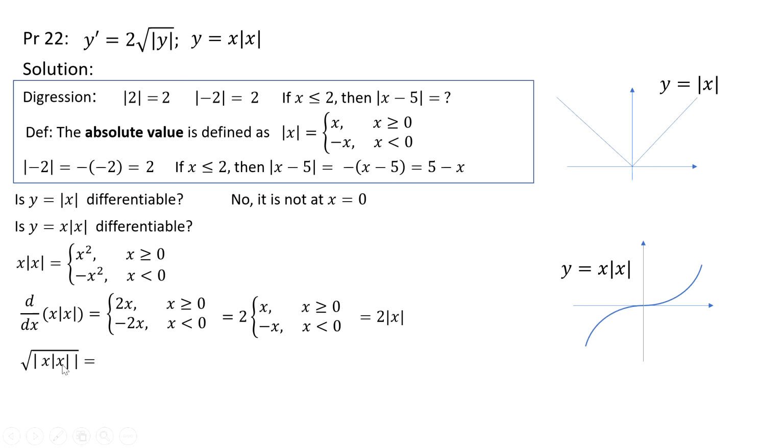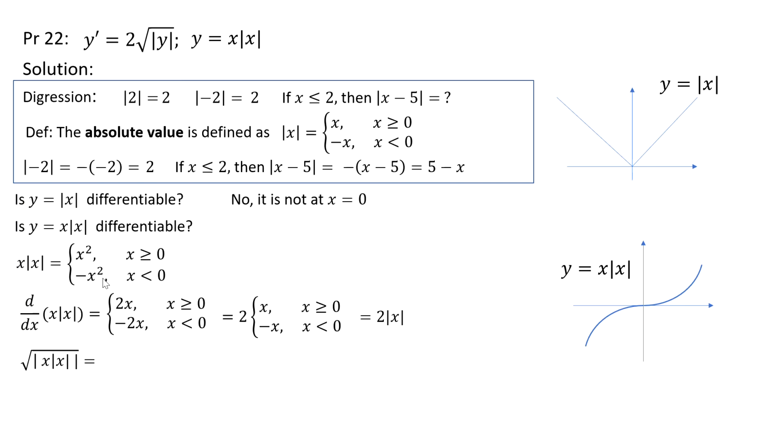What is x times the absolute value of x? Here we have x squared if x is greater than or equal to 0. Cool, first do that then. What is the absolute value of positive x squared? x squared itself. What is the absolute value of negative x squared?